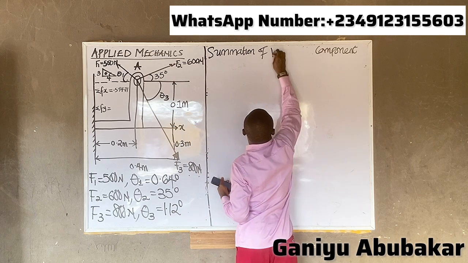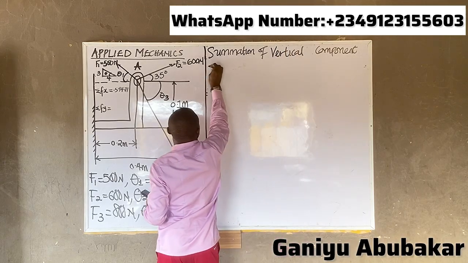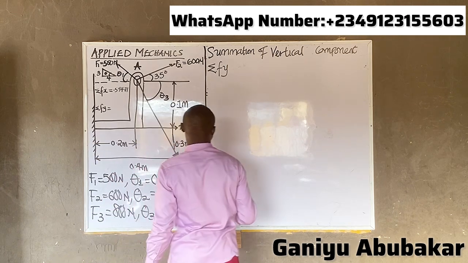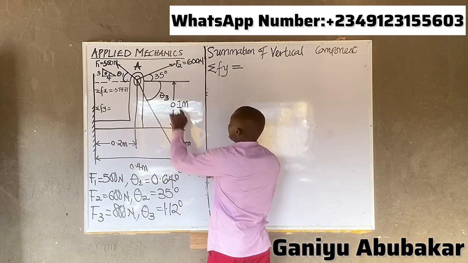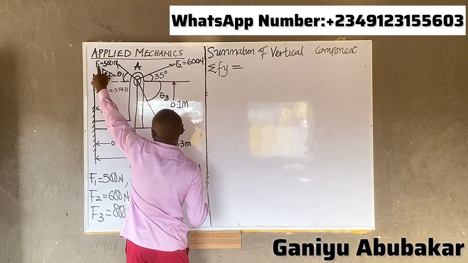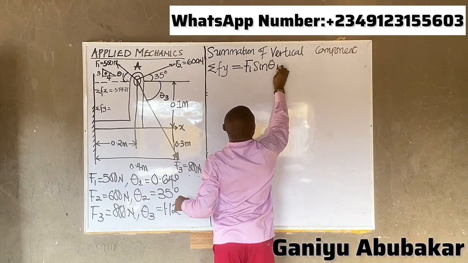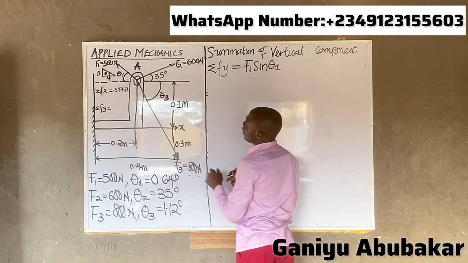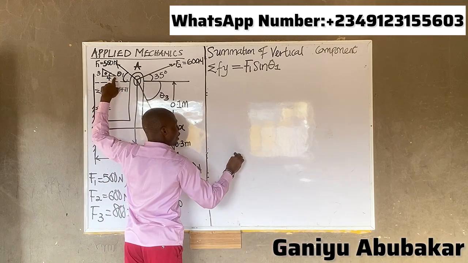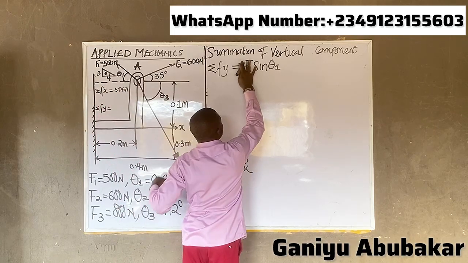Vertical components, that's summation F of y. So let's see what we get here. This is now equal to, if I resolve F1 to the vertical component, that gives you F1 sine theta 1. Now, in this second quadrant, we take y as positive and x as negative. So it means I have a positive value here.